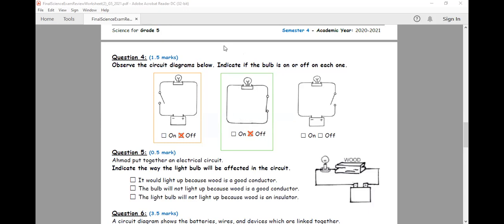The last one. Just on the other side. So also off. It is also off.